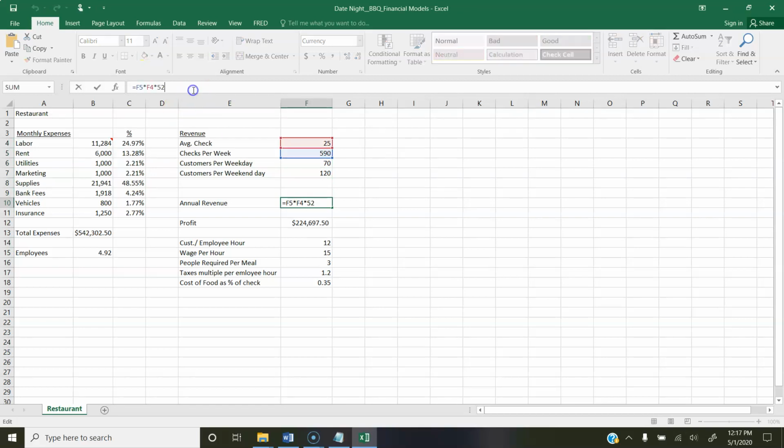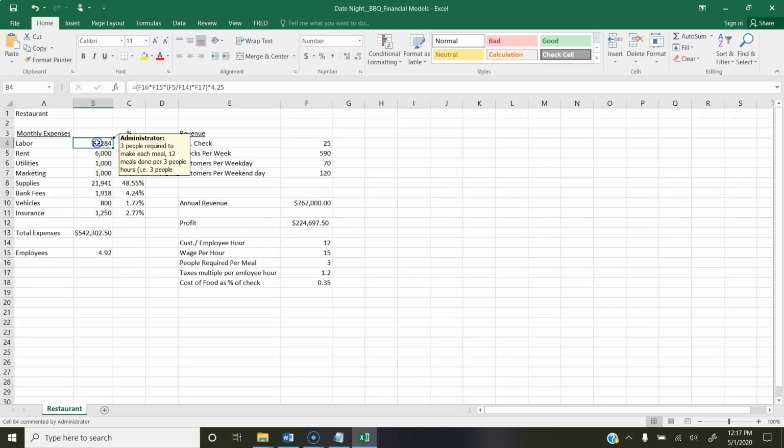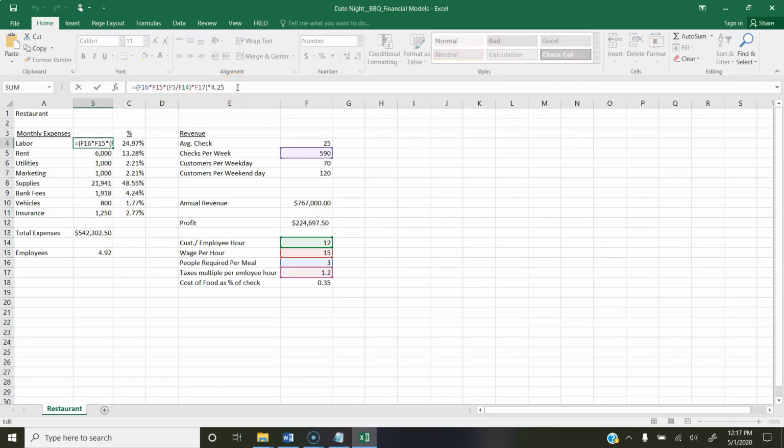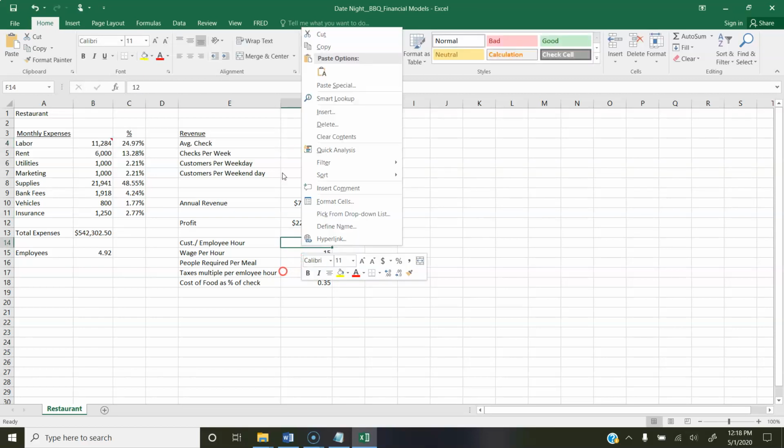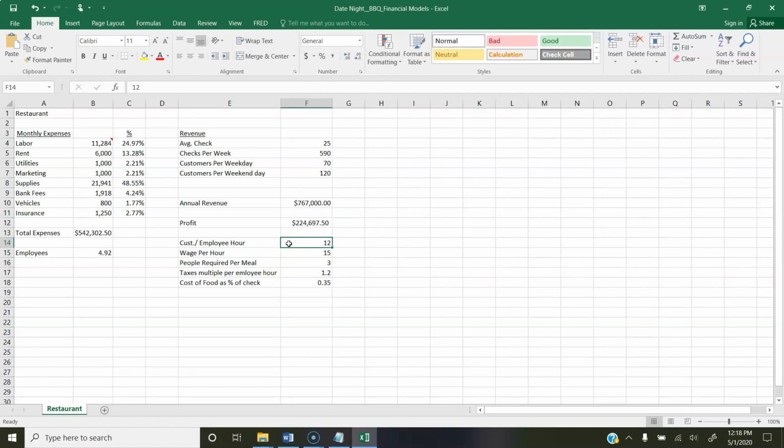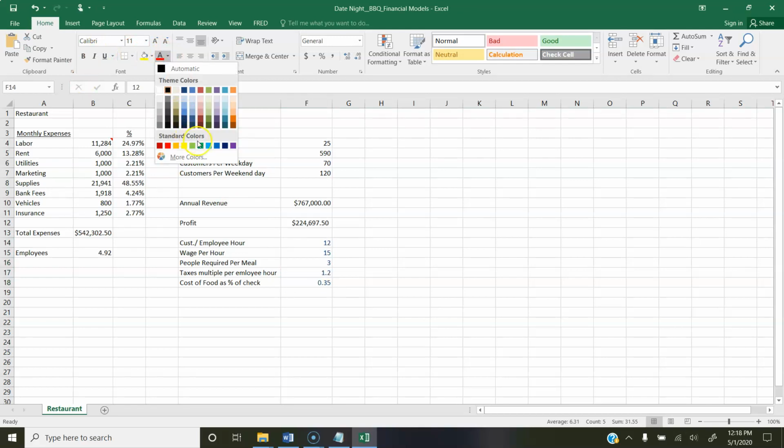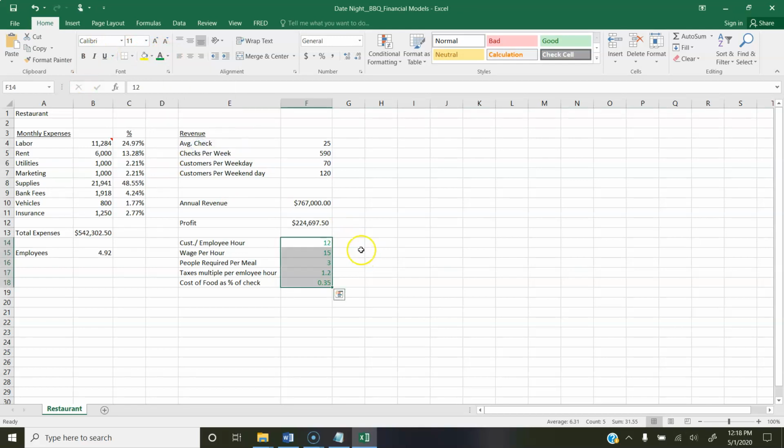And then we've got 52 weeks in the year. So now we have annual revenues in this case of $767,000. Now we need to figure out our expenses. So we're going to assume if there's 590 checks per week, how many customers can the average employee do? These figures down here are assumptions that we're making about productivity, right? So we'll often see these highlighted in green in some financial models.